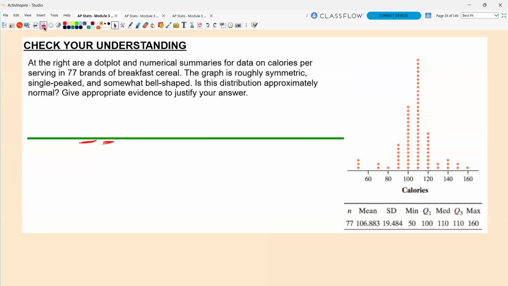Here's to check your understanding. At the right are a dot plot and numerical summaries for data on calories per serving in 77 brands of breakfast cereal. The graph is roughly symmetric, single-peaked, and somewhat bell-shaped. Is this distribution approximately normal? Give appropriate evidence to justify your answer. You're going to want to pause the video on this one so you can try this one on your own.